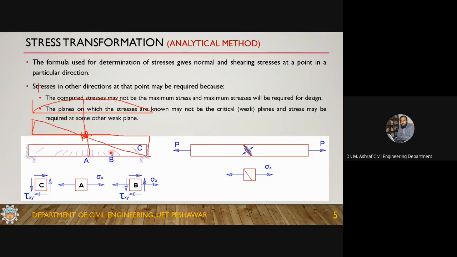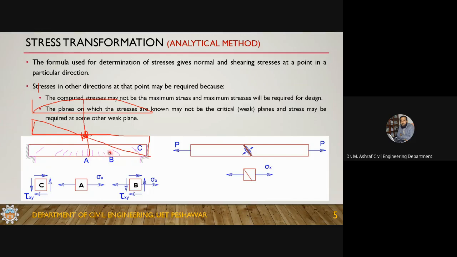Now coming to this point, where both shear and bending moment are acting. At this point B, there is shear and bending moment. So here you can see the state of stress: the bending moment is producing the axial stress, and the shear force is producing shear stresses at this point B. Now here you can see the crack is moving towards the mid of the beam, towards the center of the beam. What's the reason for this?